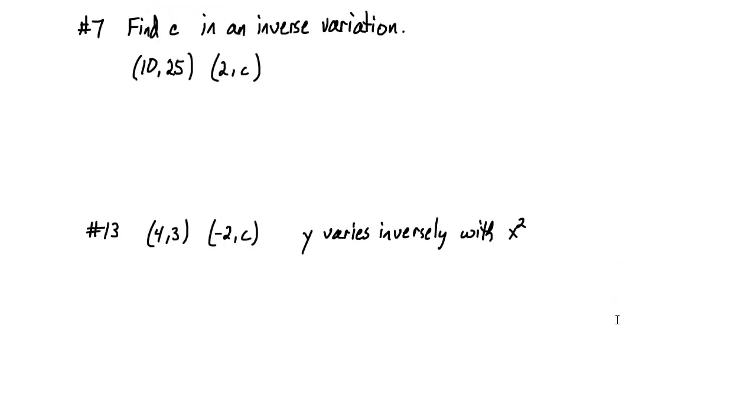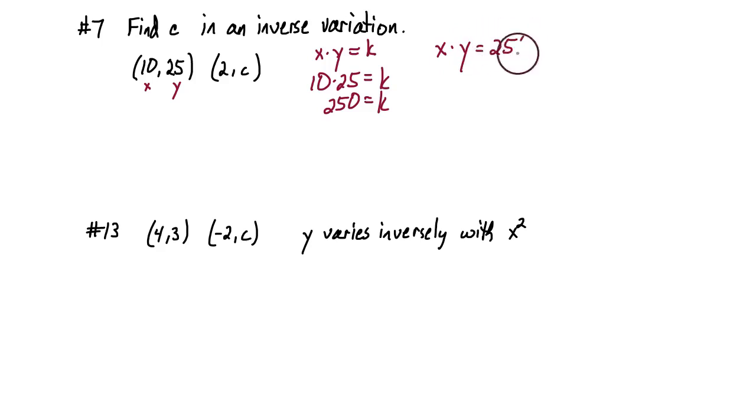Number 7, find the value of C if these dots are in inverse variation. In an inverse variation, the two variables multiply together to equal a constant result. Let's use the first ordered pair to give us values for x and y. So x is 10, y is 25, and that equals a constant. This makes 250. Now we can write our model again. X times y always equals 250.